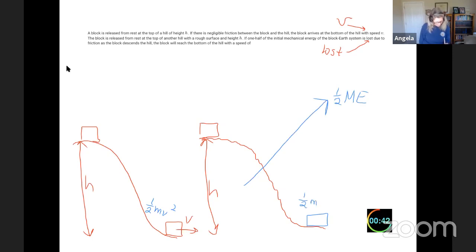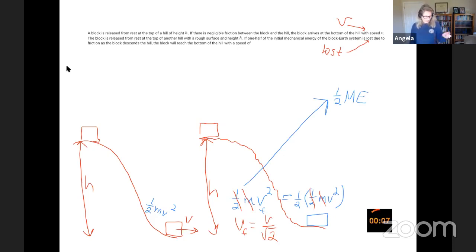Well, it's half of the energy from the first situation, which is 1/2 mv squared. So this is equal to the kinetic energy of the block at the bottom of the rough hill. And I guess we'll call that speed v friction. Then if you cancel the m's and cancel one of the 1/2s, you get v final is v over square root of 2. So the velocity is smaller, obviously, but it's smaller by a factor of square root of 2.